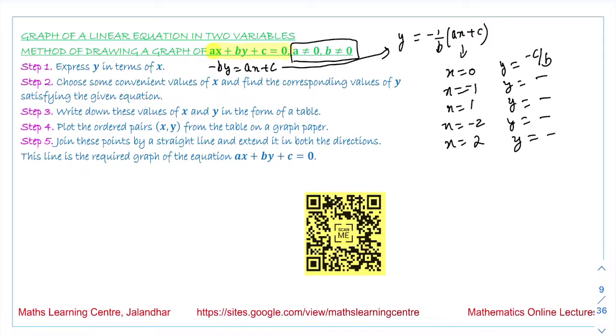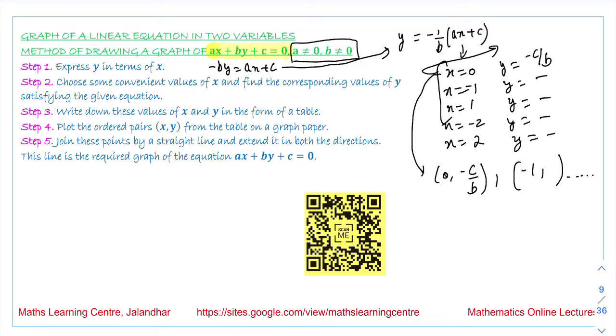Now write these points as 0 comma minus c by b, the next point as minus 1 comma something, and so on. Keep in mind that you must find at least 3 points. Although 2 are sufficient, 3 will help you a lot to check whether your answers are correct or not.